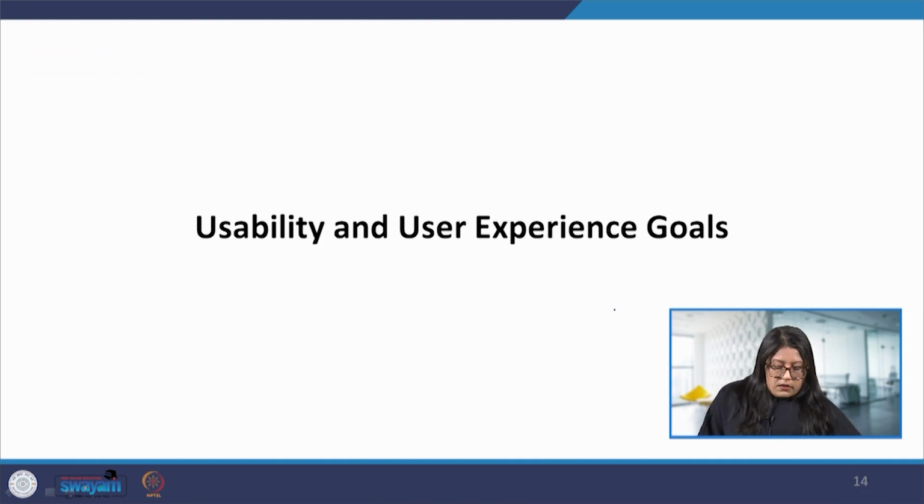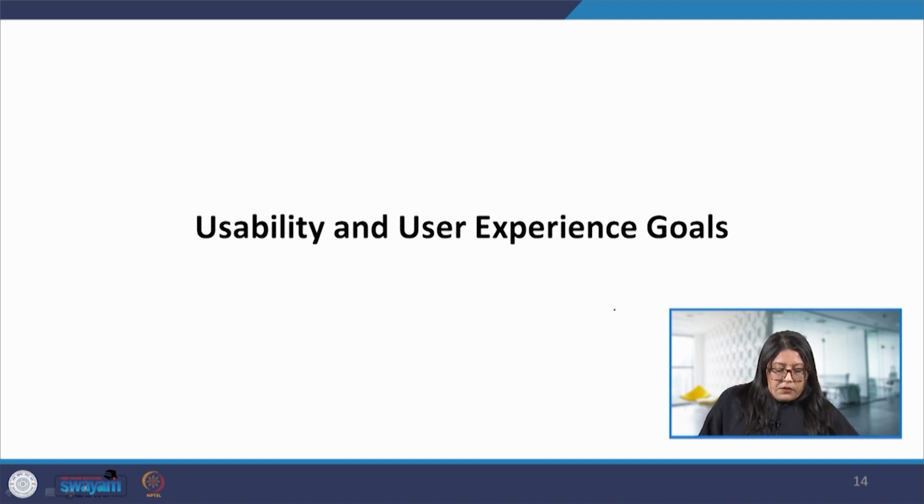Now, let us look at usability and user experience goals. Usability goals are concerned with meeting specific usability criteria such as efficiency. On the other hand, user experience goals are concerned with developing the nature of the user experience. For example, the product should be aesthetically pleasing.